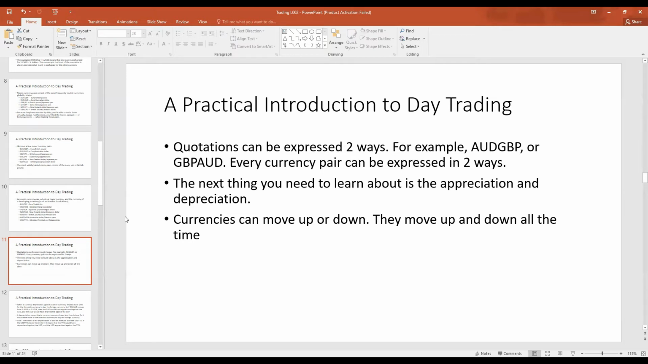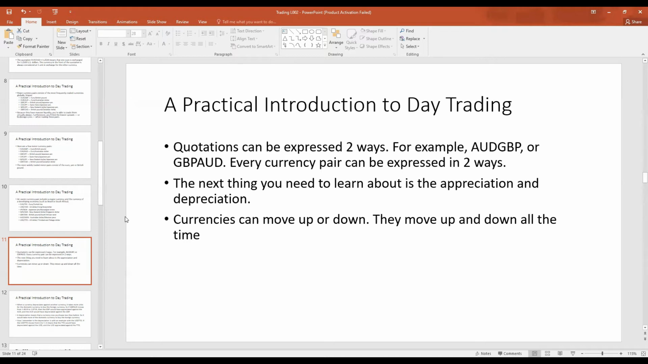So the next thing I want to mention is appreciation and depreciation. This might sound far-fetched, but it is not very difficult. Essentially, currencies can fluctuate. Currencies can go up, currencies can go down. Currencies can experience appreciation or depreciation. If a country's currency has experienced an increase in its value relative to another country's currency, then that country's currency would have experienced an appreciation. This sounds technical, right? Well, it is not that difficult.